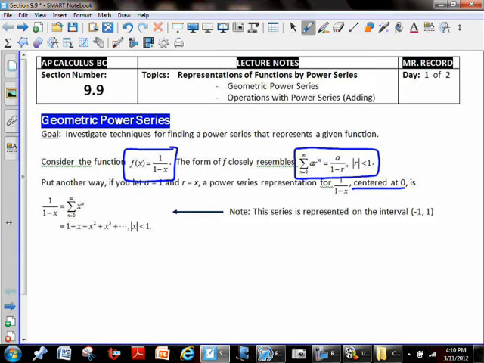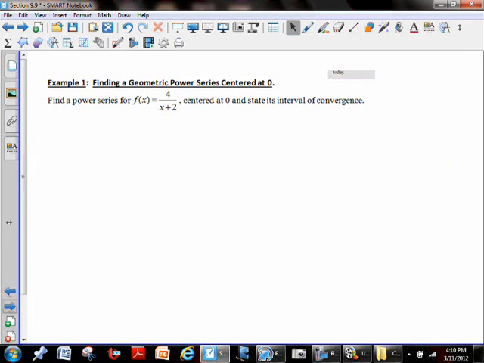It's manipulating the original function so that it takes on this a over 1 minus r appearance. And then once you've done that, to find the interval of convergence, it's going to be very simple, because then you can avoid the ratio test and just use the geometric definition of convergence, absolute value of r less than 1. So let's go ahead and take a look at our first example here in a couple of slides over.